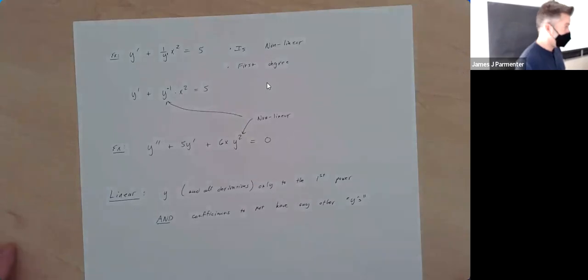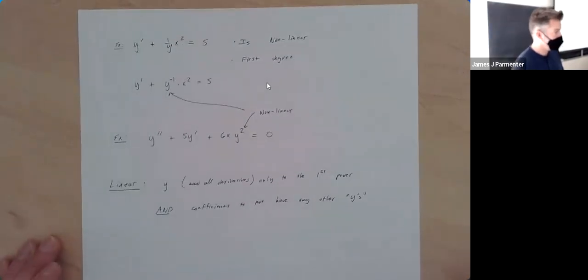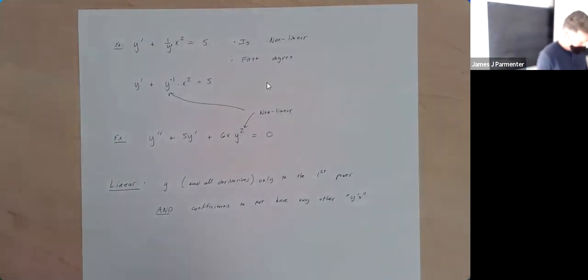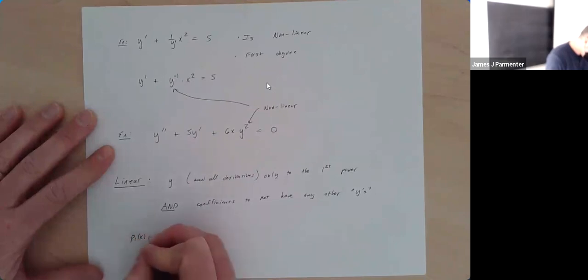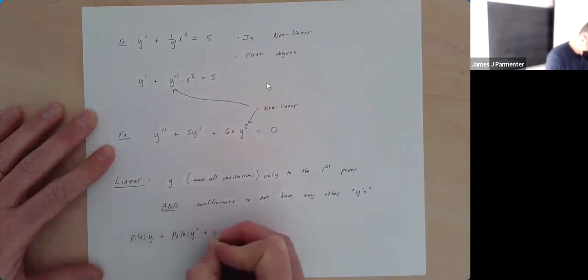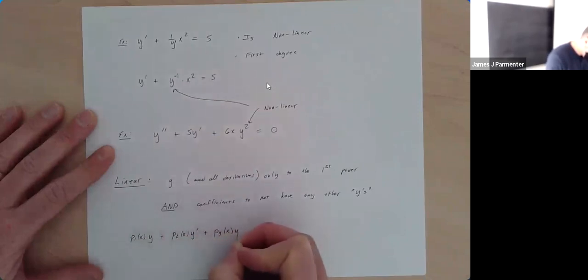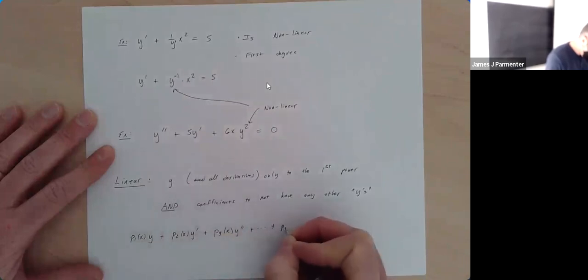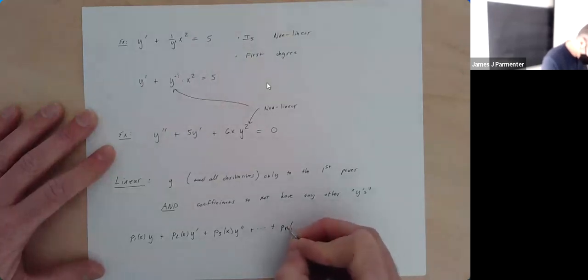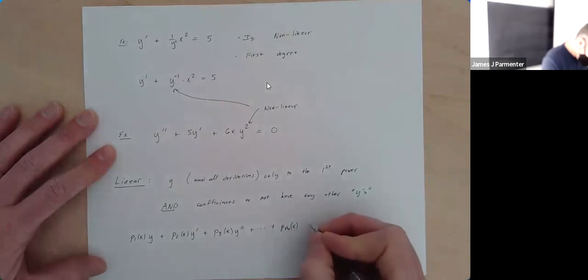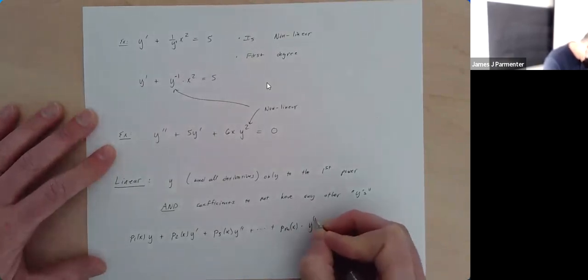That's very, very general, I think. And I did some Googling, and the thing I found was that your differential equation should be written like this, where you have some function of x times y, plus some other function of x times y prime, plus some other function of x times y double prime, up until whatever derivative you're going to, say the nth derivative of y.